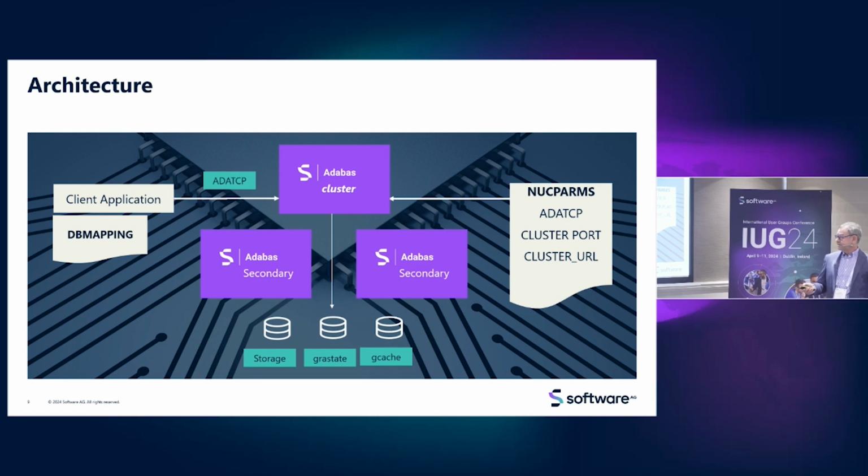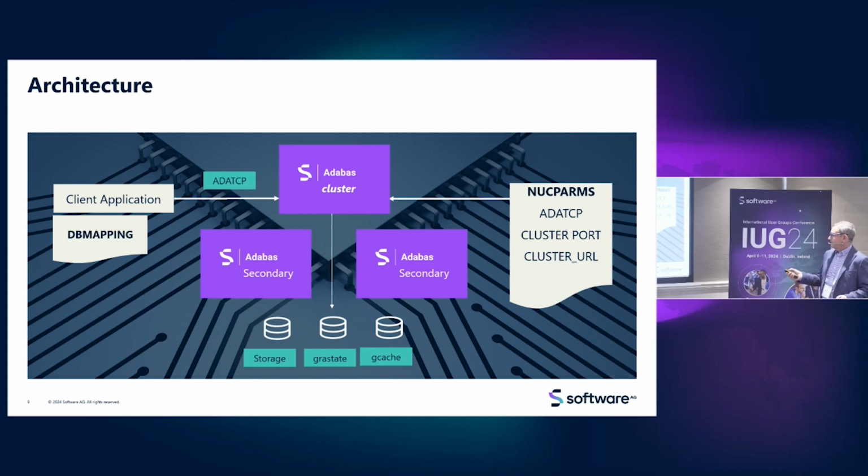We have something called the DB mapping, and I'm going to ask you a question. For those on Linux, where is the DB mapping? In which directory do we find the DB mapping file? Adabas client. Nice, Chris. It's in the Adabas client directory, and we access that via ADATCP.